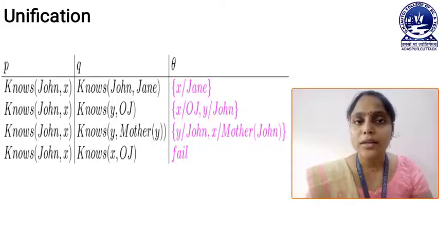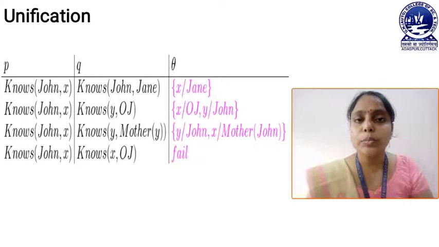In the third one, P is Knows(John, X) and the Q value is Knows(Y, Mother(Y)). Here, in place of X we can substitute Mother(Y) and in place of Y we can substitute John. When we apply this substitution, then P and Q both become identical. That means here the unification succeeds and makes P and Q identical by using the substitution. Now look at the last one.